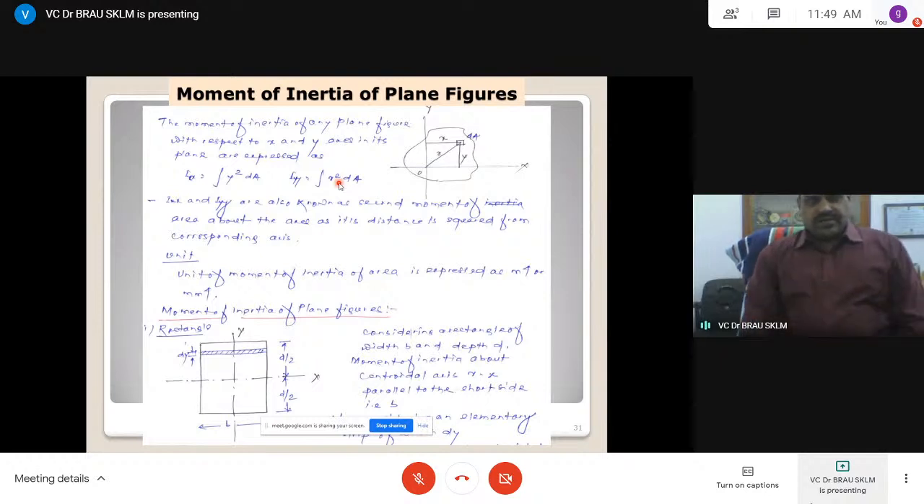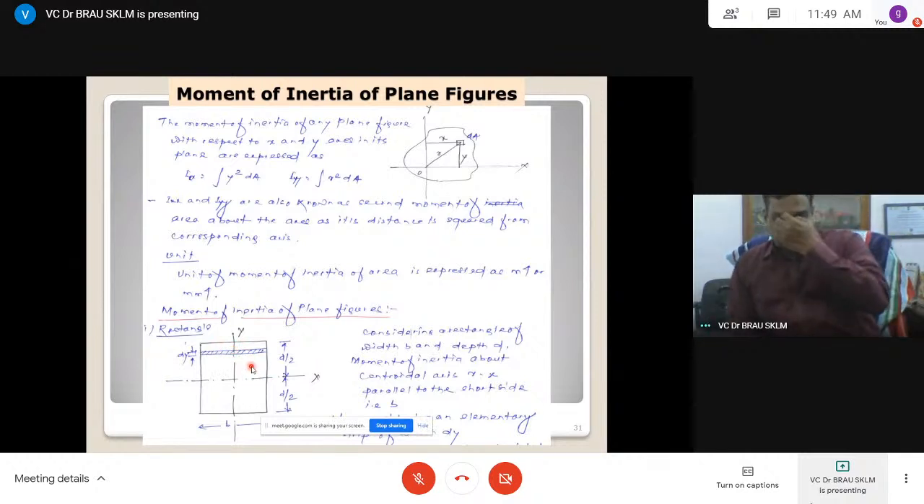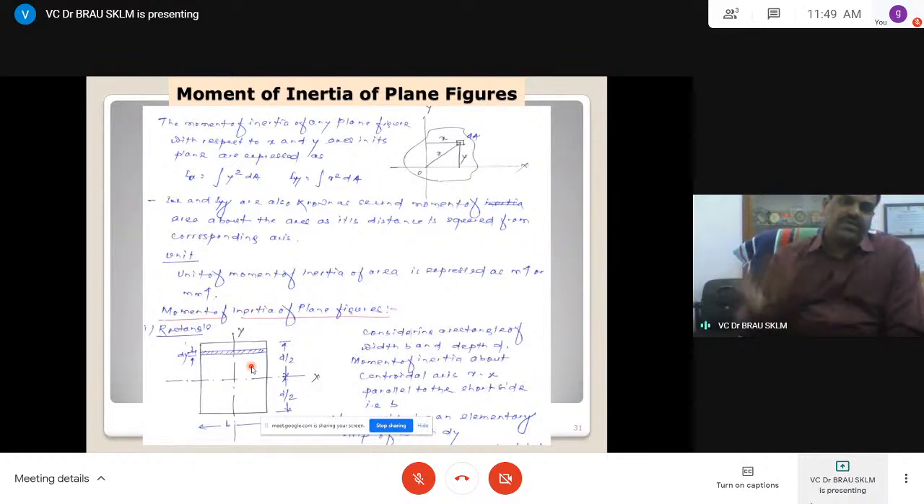Now let us consider different laminas. Frequently we come across a triangle, a square, a rectangle, or a circle. Then you can see the composite section, and how this can be applied in a composite section also.